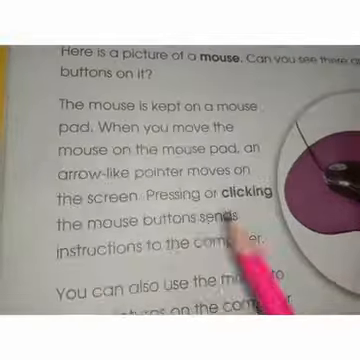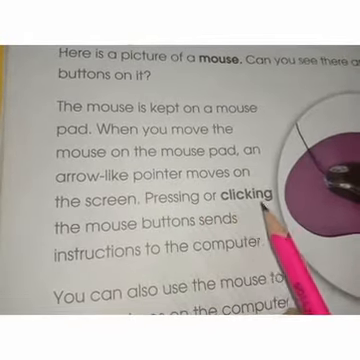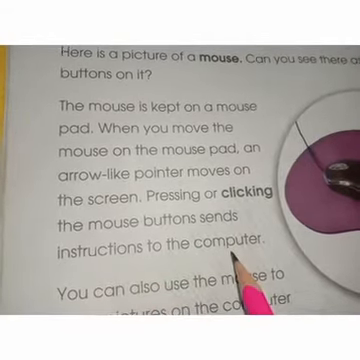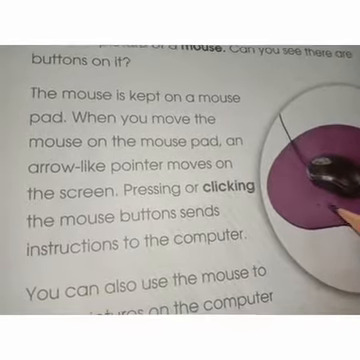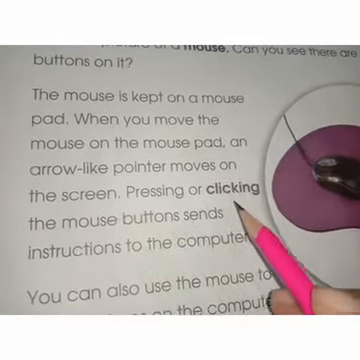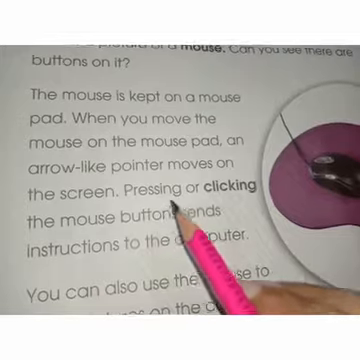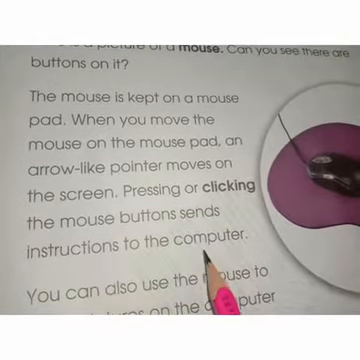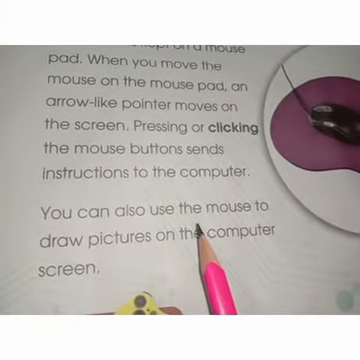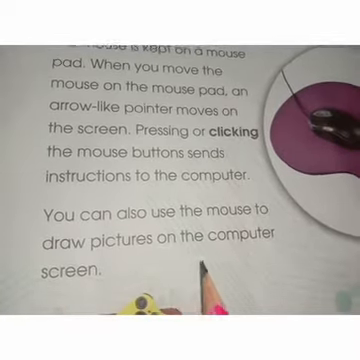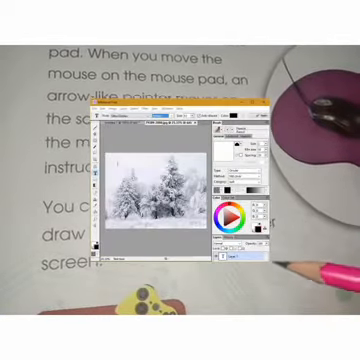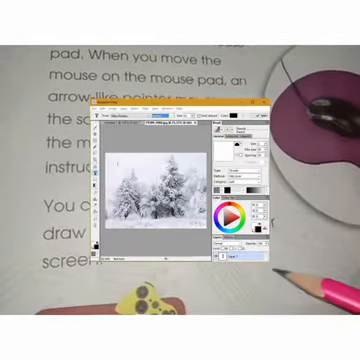moves on the screen. Pressing or clicking the mouse buttons sends instructions to the computer. Students, when we press the mouse buttons, we can hear the sounds of click. And when we click the button, we can send instructions to the computer. Then you can also use the mouse to draw pictures on the computer screen. Students, we can also use the computer mouse to draw pictures on the monitor.